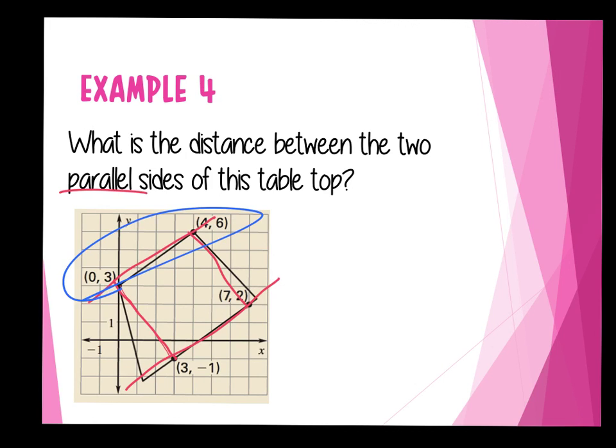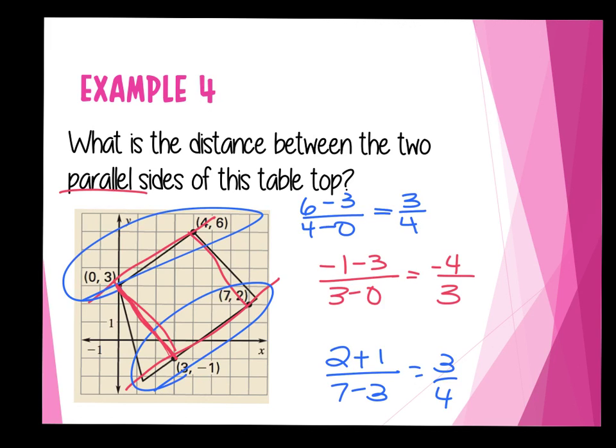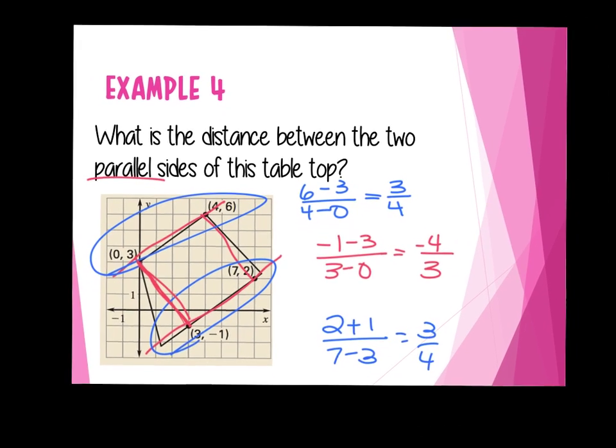So the slope of this line would be 6 minus 3 over 4 minus 0, or 3/4. The slope of this line would be 2 minus a negative 1, which is plus 1, and then 7 minus 3, which is also 3/4. So that's how we know that those are parallel if it didn't say it. And then I want to find the slope of, let's try this one. So I would do negative 1 minus 3 over 3 minus 0, and I get negative 4 over 3. So because that's the reciprocal and the opposite, I know that those are perpendicular.